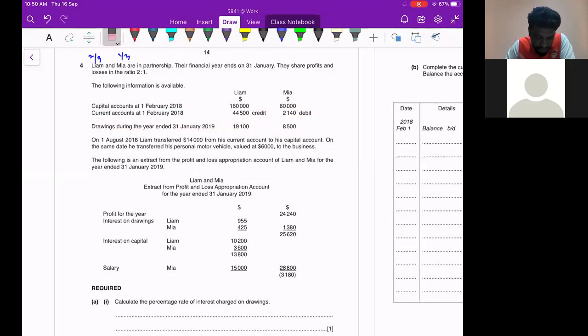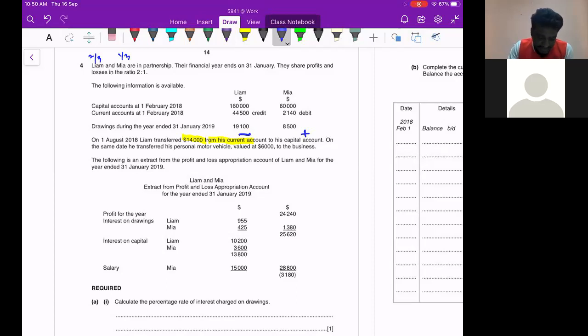On the 1st August 2018, Liam transferred 14,000 from the current account to his capital account. Bear in mind, later we will minus the current account and plus the capital account, 14,000. Why he transferred, I don't know. The question says they transfer, so I just show the transfer. From the current account, so minus the current account, plus the capital account.